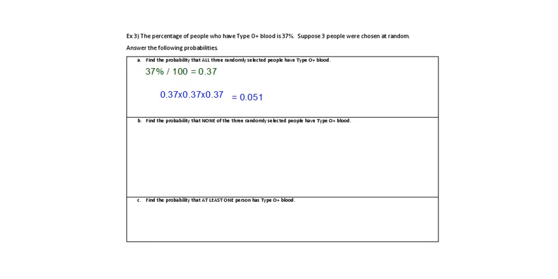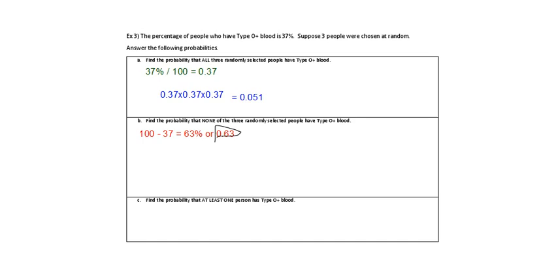So now in part B, it says we select 3 people, but we want to see the probability that none of them have type O blood. Well, percents always have to add up to 100. So what that means is if 37% have type O blood, then 100 minus 37 is equal to 63% have something else. And 63% is the same as saying 0.63. We're going to use 0.63.